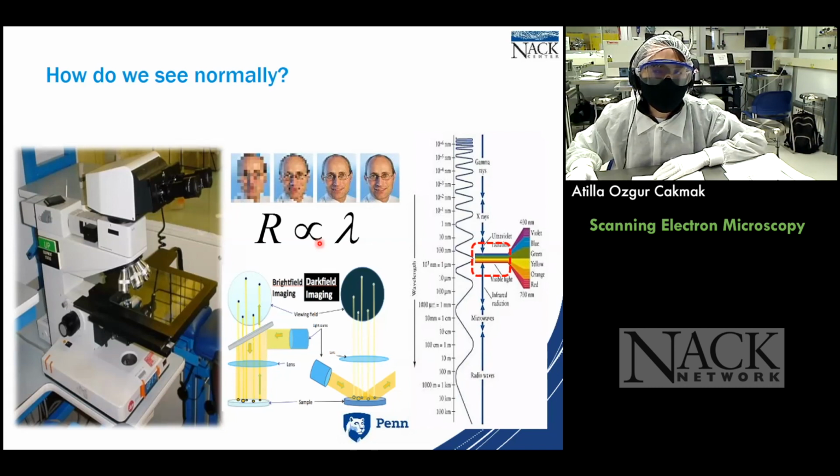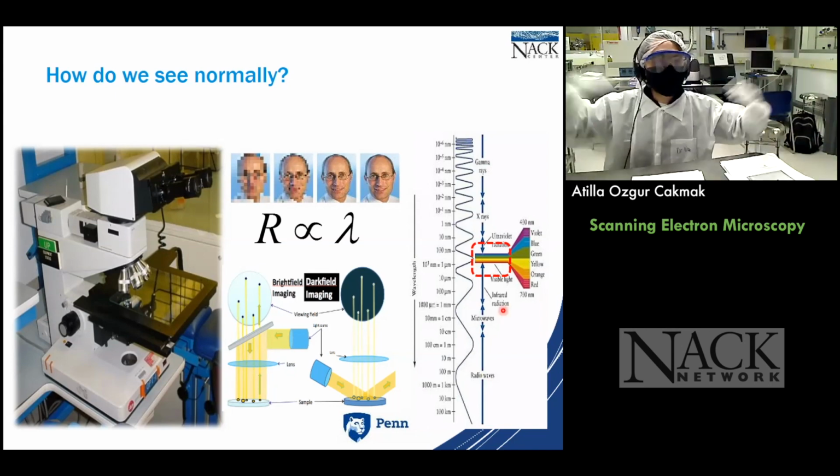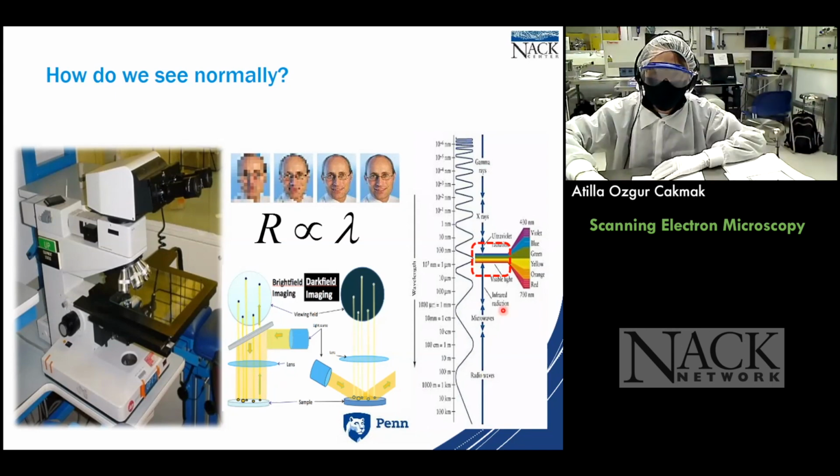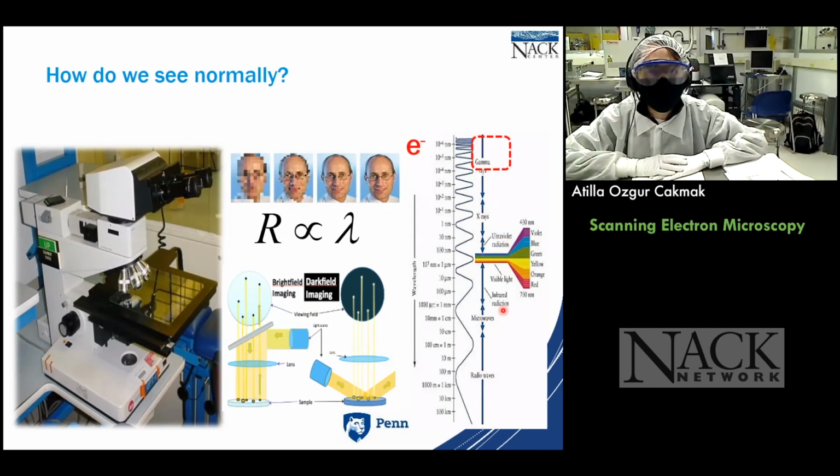So we're kind of limited because we use our eyes as detectors. What are we going to do? We're going to do something remarkably important. We're going to alter the whole physics. We're going to use electrons. We're not going to use light anymore. We're going to use electrons. So we switch to electrons. What do we do? We immediately shrink down the wavelength.